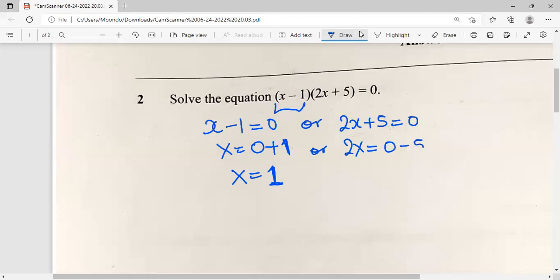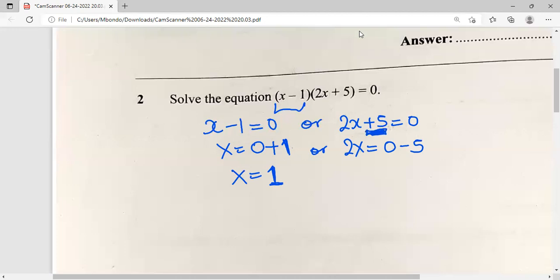minus 5. Why minus? The additive inverse of plus 5 here is a minus. So when this one comes to the other side of the equal sign, it's going to become a minus. Therefore, we go down and say 2x equals 0 minus 5. 0 minus 5, what do we get? We're going to get negative 5.